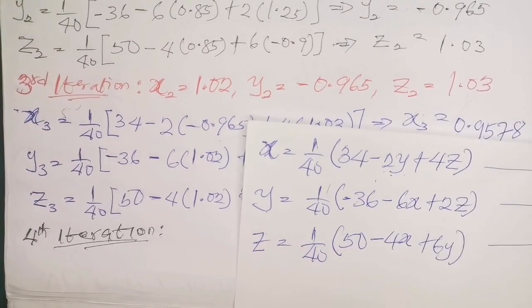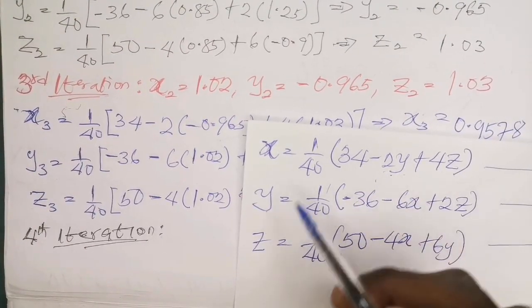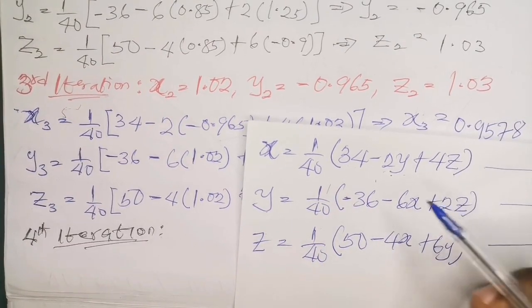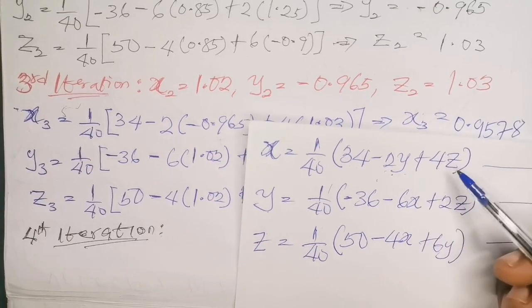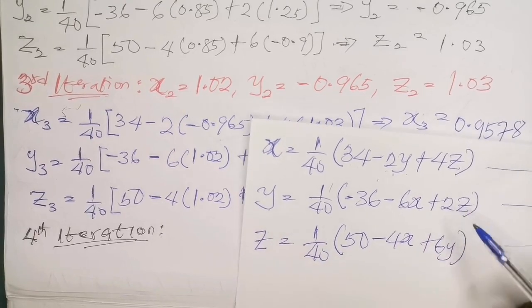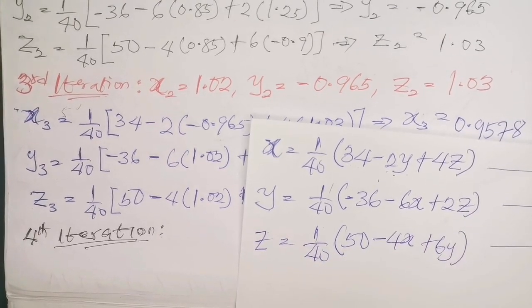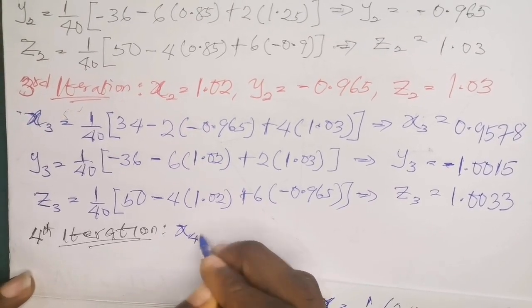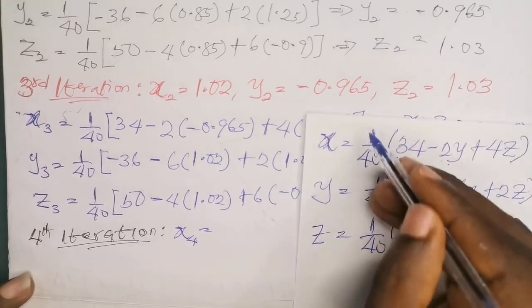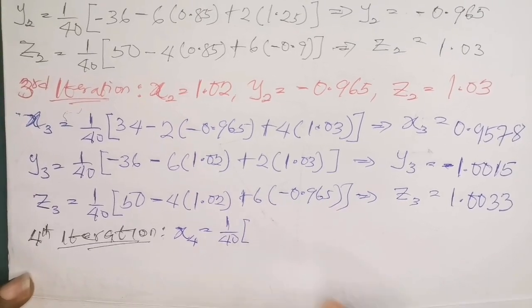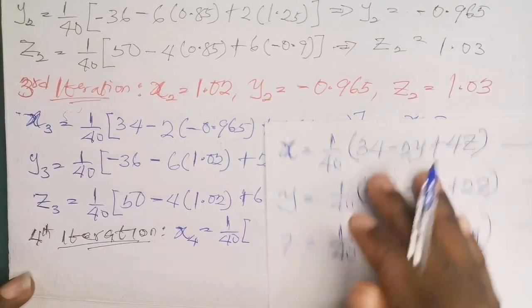Okay, all right, so we carry on now with the fourth iteration. So for the fourth iteration now, in this equation, we are now going to be plugging in the value of the third iteration or the previous iterations obtained. So y now becomes y3 and z becomes z3. X becomes x3, y becomes y3, and so on. So for x, we have x4. X4 is going to be equal to, from the equation, 1 over 40.